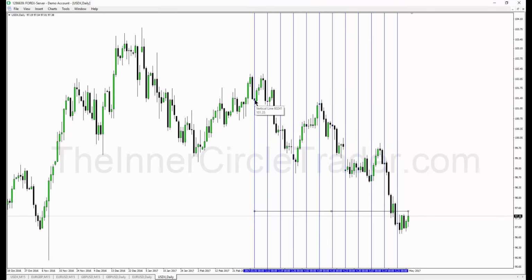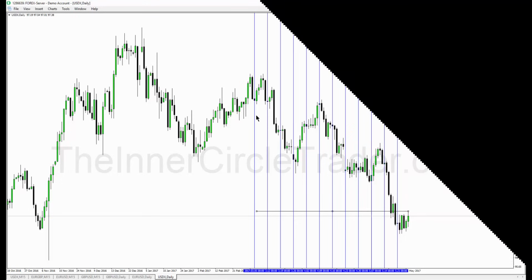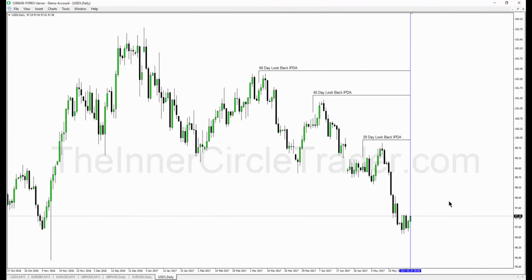This is that Sunday. Okay, so we have to go one more day forward, right there. Okay, so it's 60 trading days back. Now that we have that, that's our longest look back period for IPTA data ranges, or 60 trading days in the past. Okay, so using that theory, removing the Sundays, we have our 60-day look back for the IPTA data range, the 40-day look back, and the last 20 days for the look back.